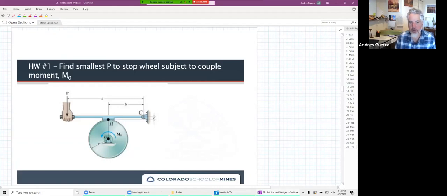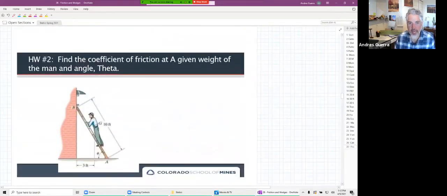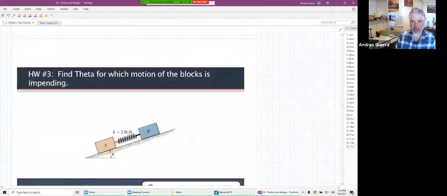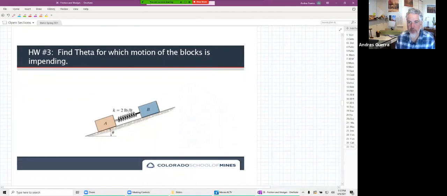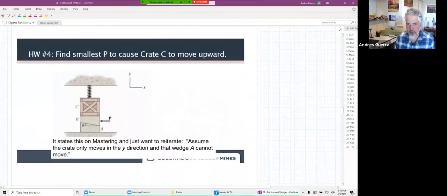So in this one, we're trying to find the smallest P to stop the wheel, subject to a couple moment there. This one here, we have a ladder, and they ask to find the coefficient of friction given the weight of the man and the angle theta there. And then number 3, find theta for which motion of the blocks is impending. We're going to do a problem similar to that in class. And then this one is to find the smallest P to cause the crate C to move upward.